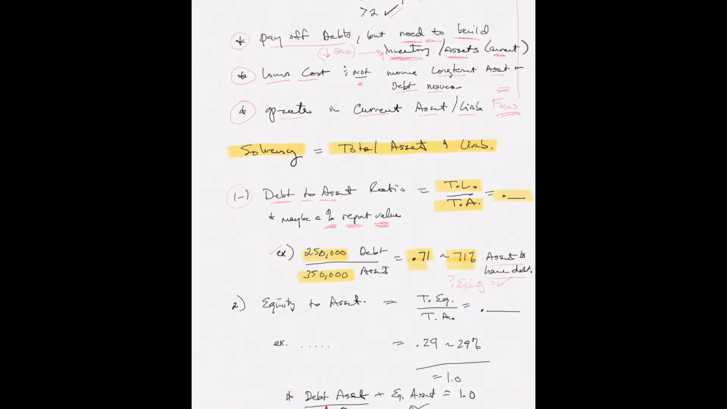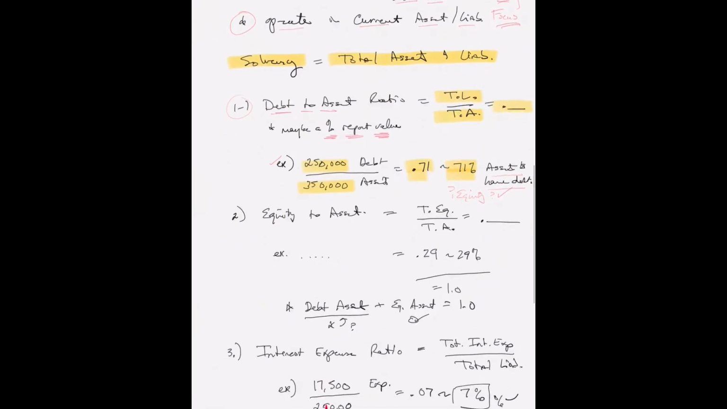Now it's going to be a decimal value, but it could also be a percent value when it gets reported. So again, the best way is to look at an example. If I've got $250,000 of debt and I've got $350,000 worth of assets, then that's a 0.71 or 71%, meaning 71% of my assets have debt. And so that's sometimes how it's shared.